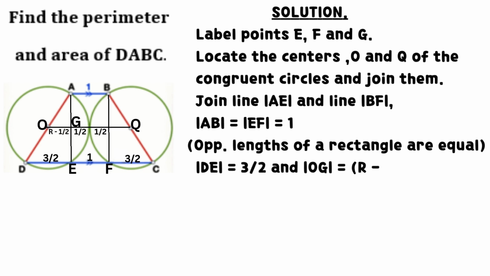It is because the opposite lengths of a rectangle are equal. Line ED equals half of 3 and line OG equals R minus half.